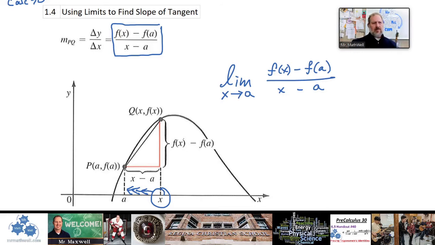So, I've thought for years and years about this. I remember learning this for the first time. It was kind of like, whoa, wait a minute. How can you just let those points come together? How do you just smash them together and then you end up with a number?